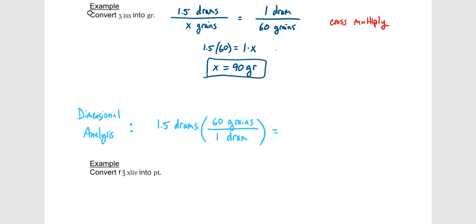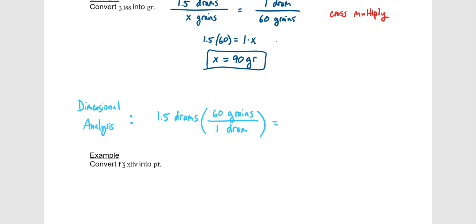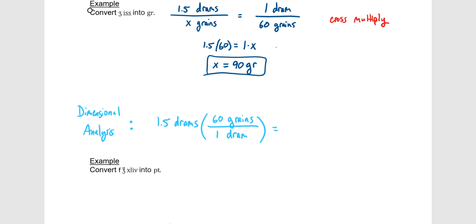Okay, so we multiply by the conversion for dimensional analysis. Once again, we have to make sure the units are correct. The reason we set it up like this is because now we can see that if drams are in the numerator here and in the denominator here, they cancel, and what we end up with is 1.5 times 60. 1.5 times 60 is 90. And we're left with grains. So that's 90 grains, which is the same answer as what we got up here.